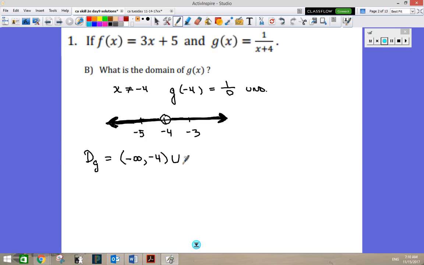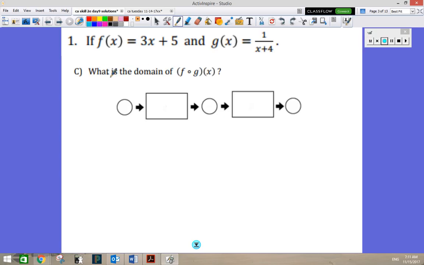Or, that's the union, that mathematical symbol, and we can translate it as the word or. You're in this interval from negative infinity to negative 4, or you're in the interval from negative 4 to positive infinity. These need to be parentheses to exclude. You wouldn't have brackets there. So there's our answer for part B.